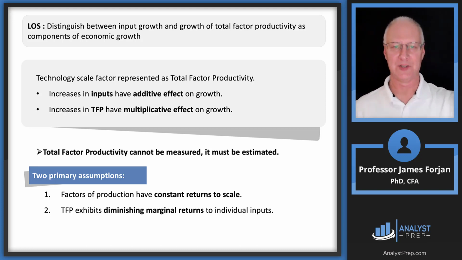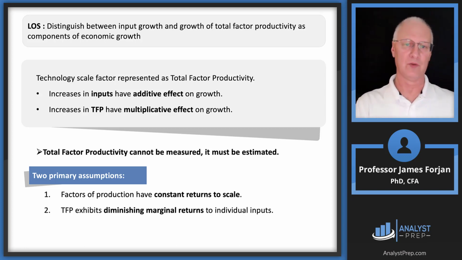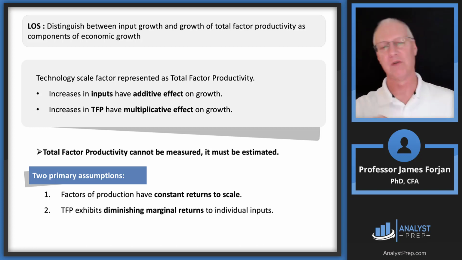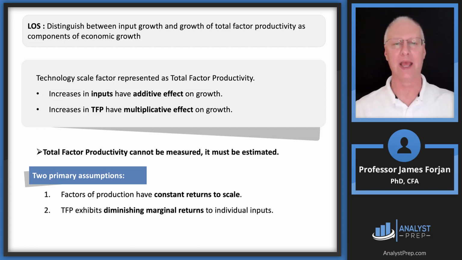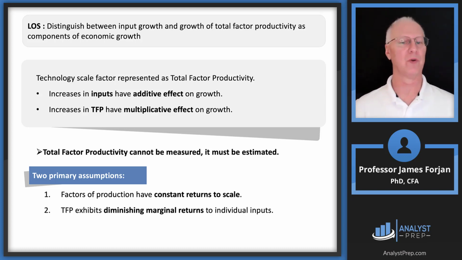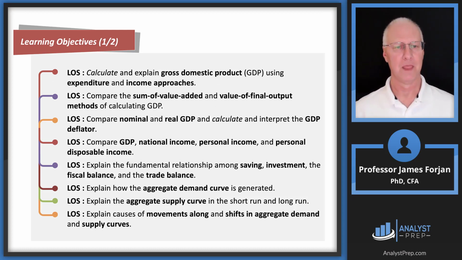And that technology can be scaled in something known as total factor productivity. So what we do is we increase those inputs. They have an additive effect on growth. So that's important. But increases in total factor productivity can have a multiplicative effect on growth. And that's probably a really great exam question. Remember additive and adding, and multiplication. Factors of production pretty much have constant returns to scale, but total factor productivity has diminishing marginal returns to individual outputs. And so this takes us through our learning outcome statements.